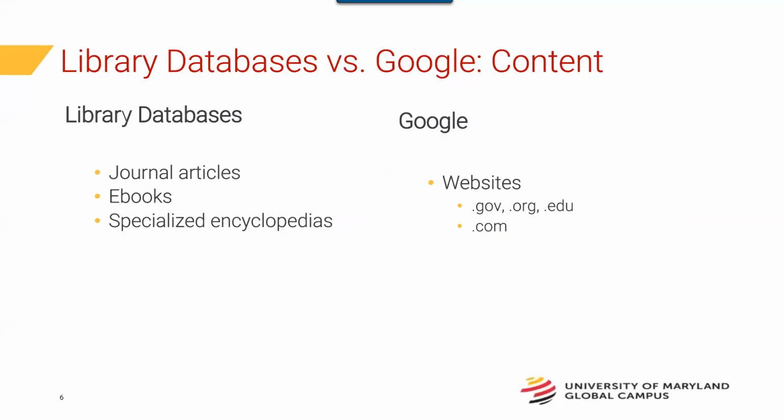Let's talk content, what you can expect to find in library databases versus Google. Library databases have content like journal articles, ebooks, and sources for background reading, such as encyclopedias. In Google, content comes from websites. Nonprofit websites and .coms all contain useful info depending on your research topic.